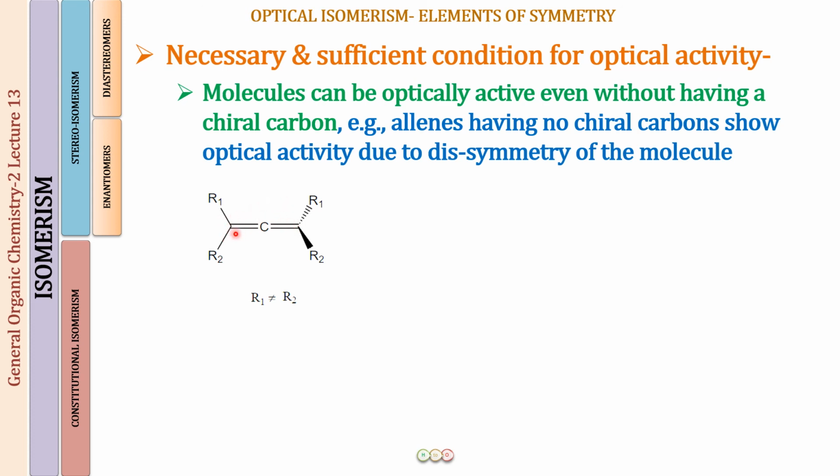Fine. So this carbon is going to be what hybridized? It is going to be sp2 hybridized. This carbon is sp hybridized. This carbon is going to be sp2 hybridized. The essential condition for chirality was that the carbon should be sp3 hybridized. It should be surrounded by 4 different groups. Here this carbon is sp2 with 3 groups. This carbon is also sp2 with 3 groups.